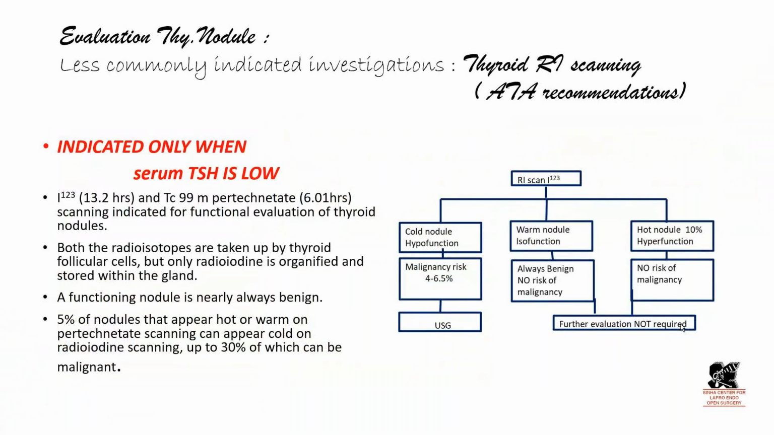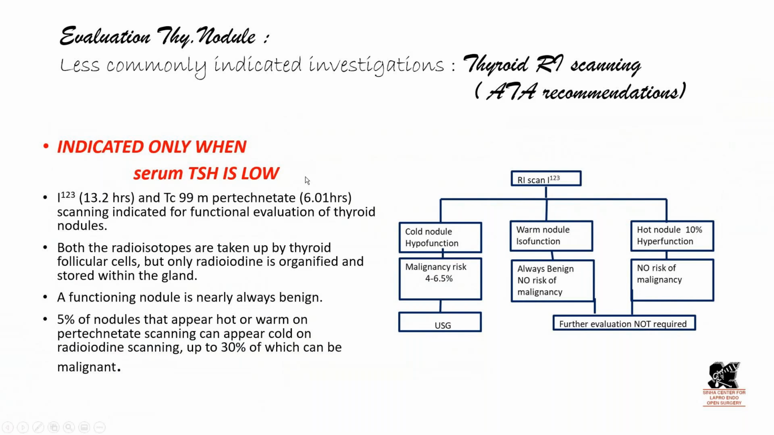So the first is the radionuclide scanning. I-123 is preferred, with a half-life of 13.2 hours, or technetium-99m pertechnetate, with a half-life of 6 hours. Scanning is indicated for functional evaluation of a thyroid nodule. Now see what's written in red: indicated only when serum TSH is low. That is the only indication for doing a radionuclide scan. Remember that. A low serum TSH is the only indication for a radionuclide scanning.